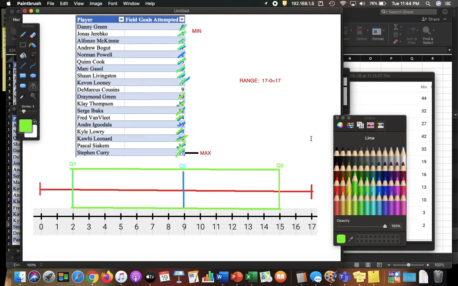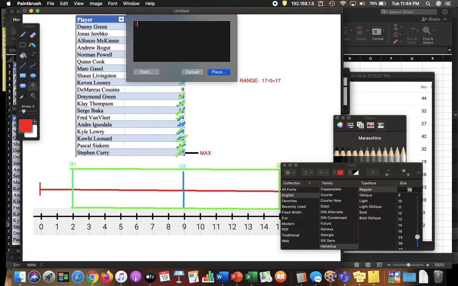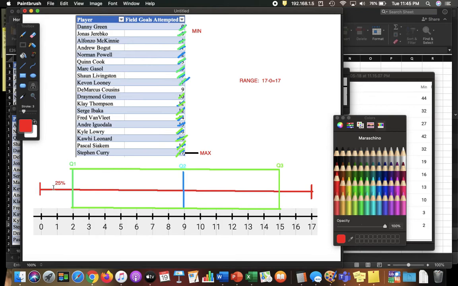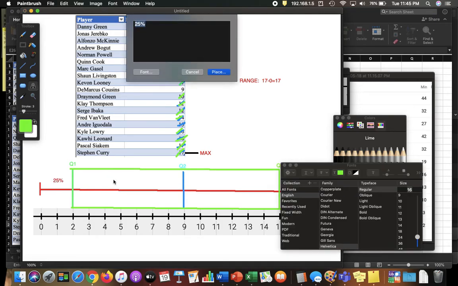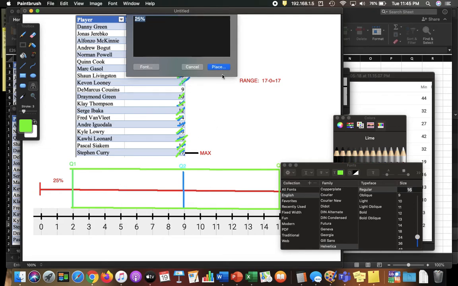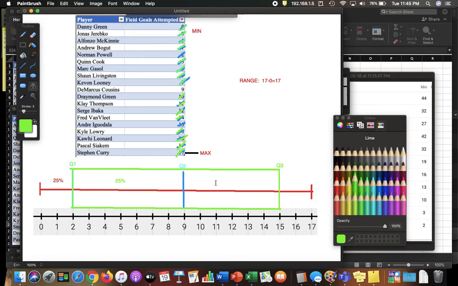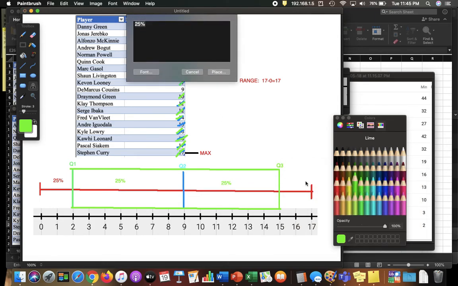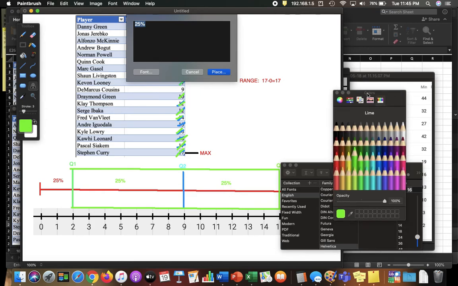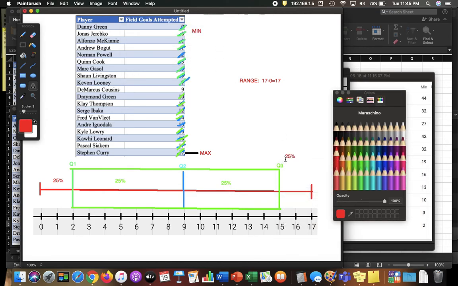So again, as I said before, 25% of the data goes between the minimum and Q1. Exactly 25% of the players go there. 25% of the players are in the second part of the box. 25% of the players are in the third part of the box, Q2 and Q3. And then we have Q4, the fourth quartile, in which we have the players who attempted the most field goals.